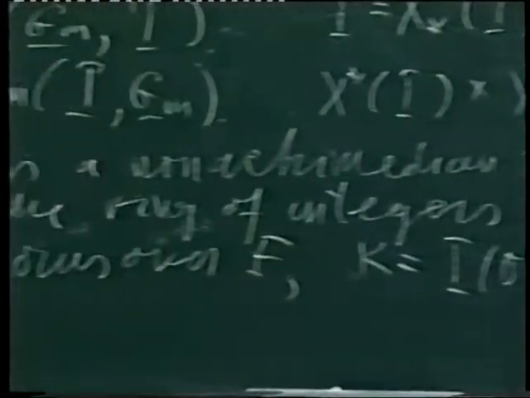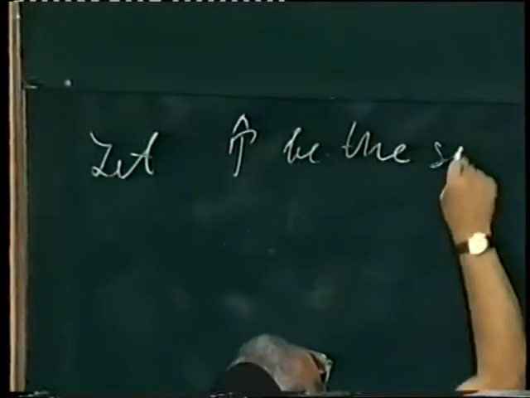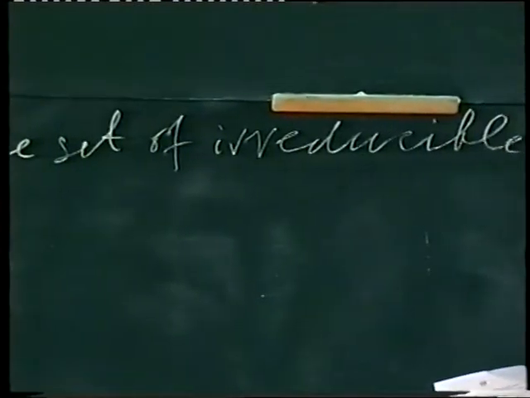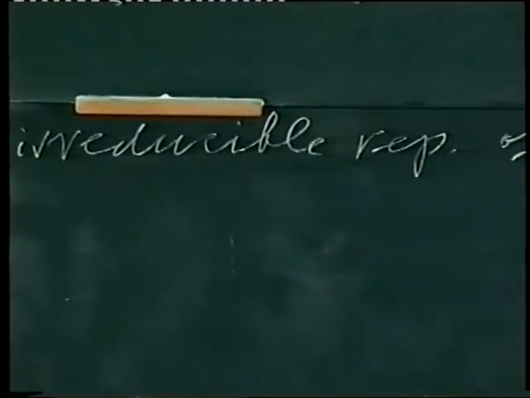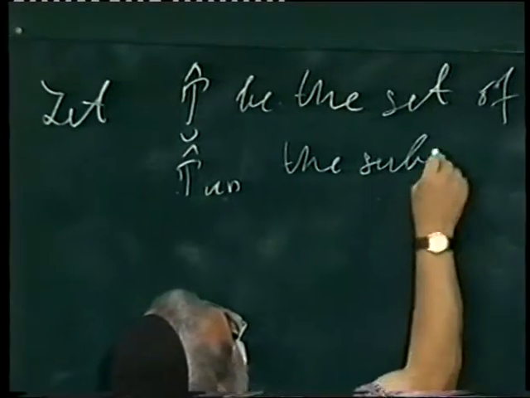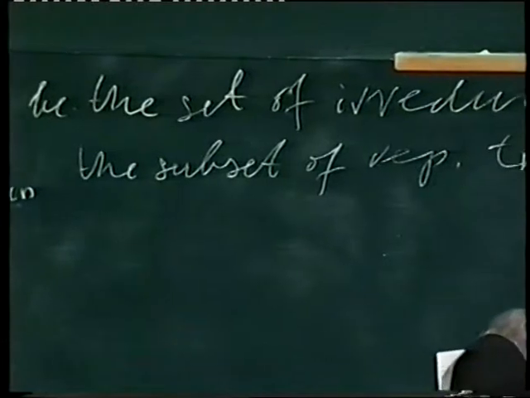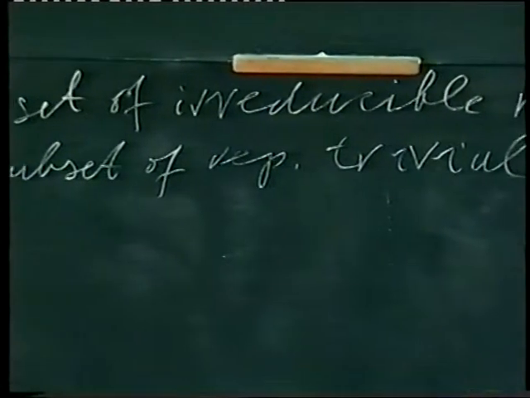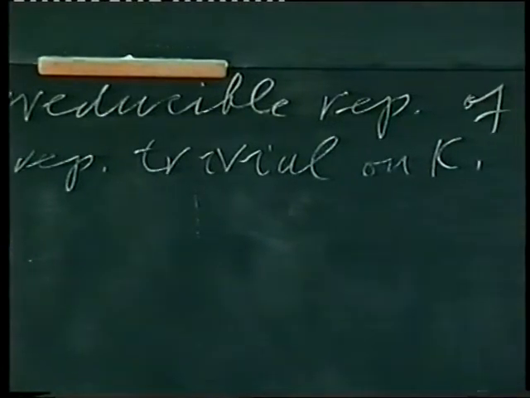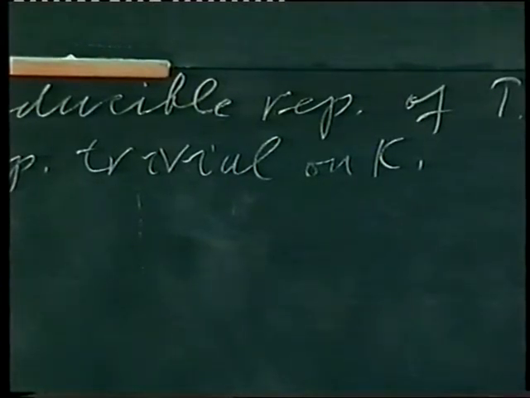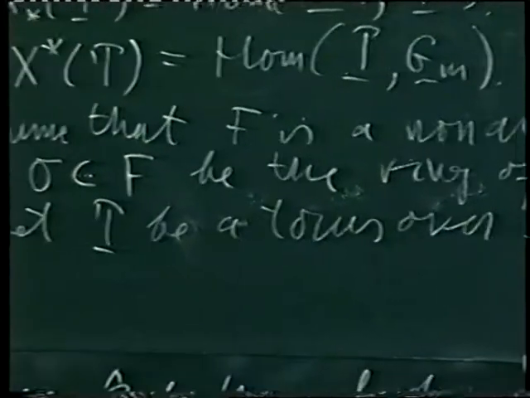Let T hat unramified be the set of irreducible complex representations of T that are trivial on K. Now let's describe what I said. Unramified is by definition: a representation or character of T is unramified if and only if it is trivial on K. This is the definition.